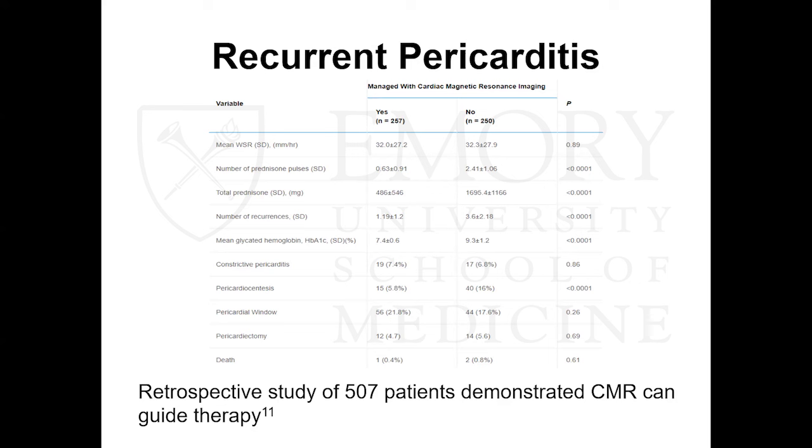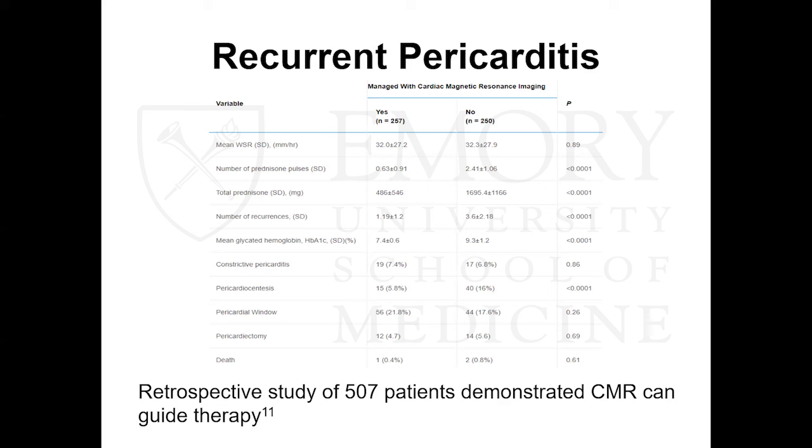And so if we can find ways to help reduce those things for the patients, then it could potentially be valuable. So in this retrospective study of 507 patients, also at the Cleveland Clinic, roughly divided in half, about half of them had cardiac MR that was used to guide management, and the other half did not.